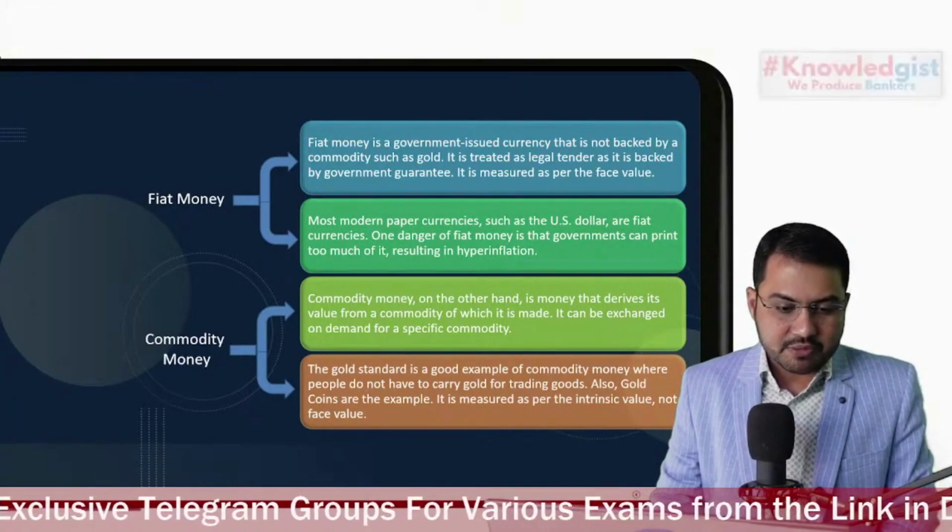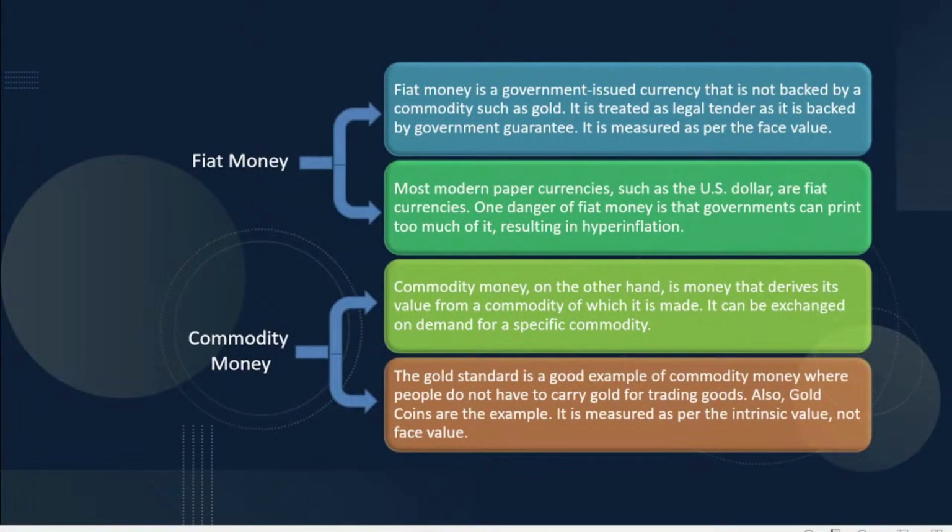Please check the difference between fiat money and commodity money. Fiat money is the government issued currency, that is the 500, 2000 rupees note you see. All that are fiat money. Paper currency, coins, etc. are fiat money. Why are they called fiat money? Because they are backed by a government guarantee or a sovereign guarantee.